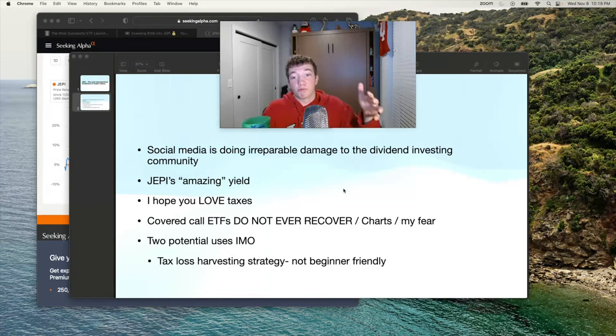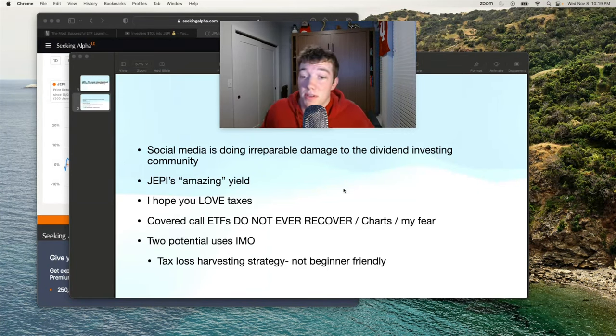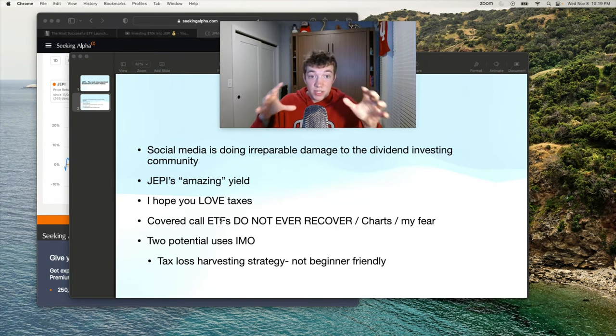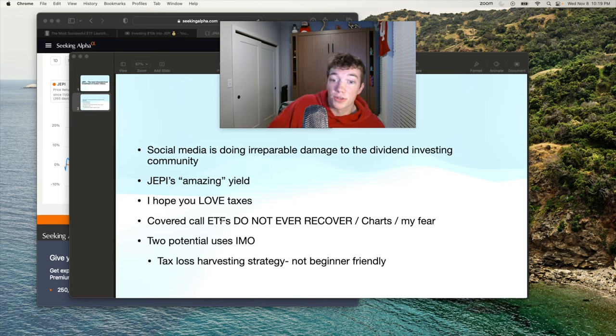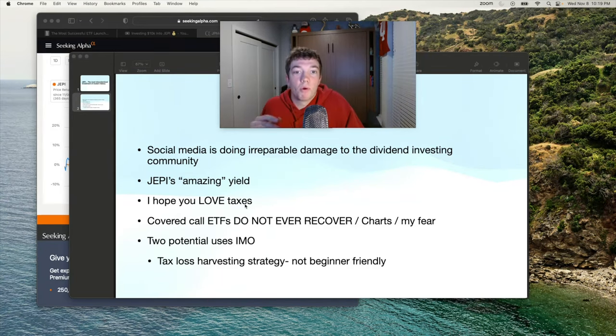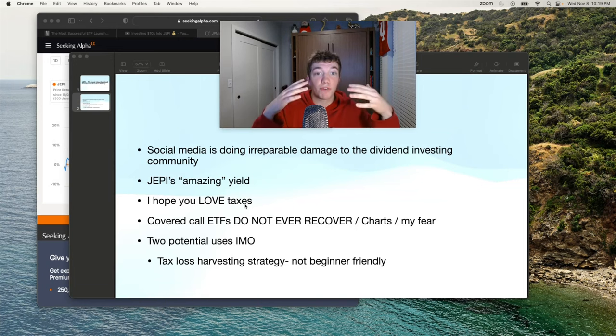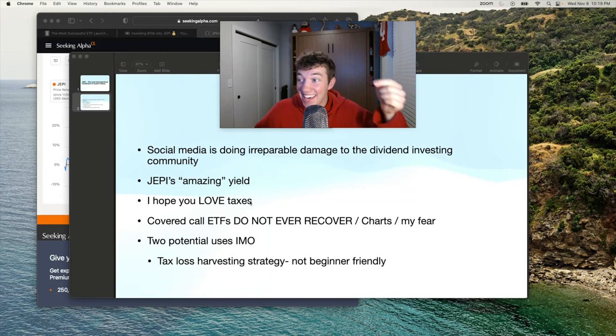Hopefully I can reel it back in for these next couple points. Covered call ETFs, any ETF that uses this strategy of providing premium as their form of returning value to shareholders, they don't recover. That's a blatant fact, because these covered calls that I guess JP Morgan is selling, if the strike price on those covered calls hits, that limits upside. Mathematically, covered call ETFs cannot recover.